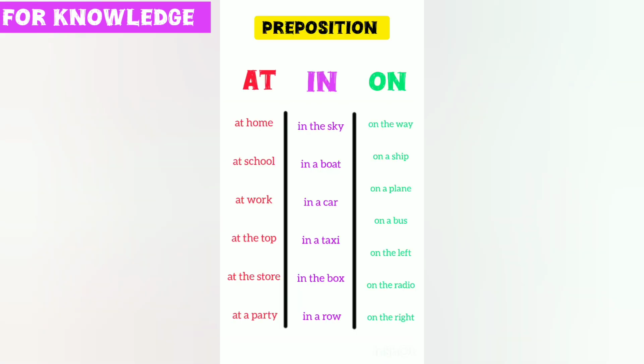At, in, on. At home, at school, at work, at the top, at the store, at a party. In the sky, in a boat, in a car, in a taxi, in the box, in a row. On the way, on a ship, on a plane, on a bus, on the left, on the radio, on the right.